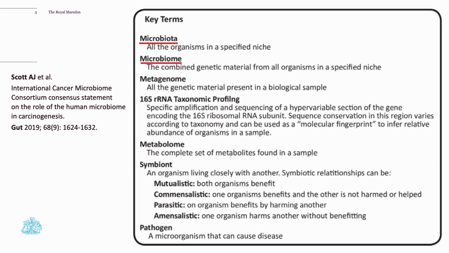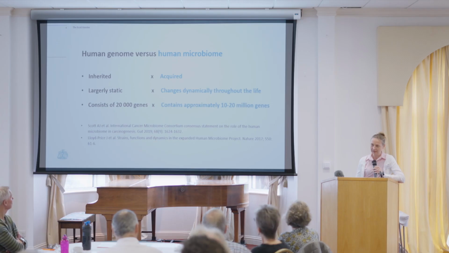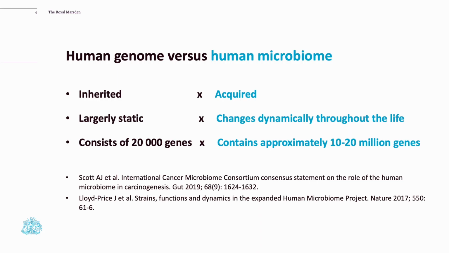We have just heard an excellent lecture from Rosiels. She focused on the genome. What is the difference between the human genome and the human microbiome? The human genome is inherited. It's largely static, despite we can see some alterations and genetic mutations acquired during life. However, the human microbiome does develop during the pregnancy and then early on is acquired and changes dynamically throughout life. The genome consists of fewer genes compared to the microbiome. The microbiome contains approximately 20 million genes.